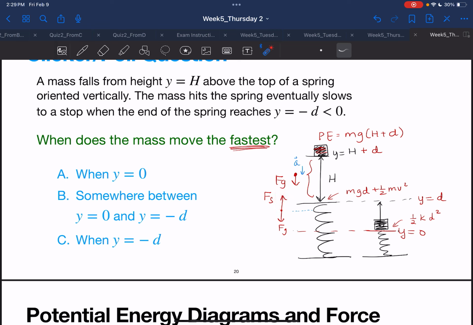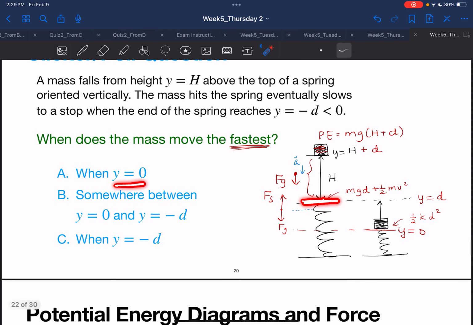And as the spring compresses more and more, this spring force gets larger and larger. The point where the spring force is equal to the force of gravity is pretty much the point up to which this block keeps accelerating and speeding up in the downward direction. The moment the spring force becomes larger than the force of gravity, the overall acceleration is now in the upward direction, meaning it's decelerating and slowing down. So somewhere between y equals 0 and y equals negative d is where it's going to be moving the fastest.